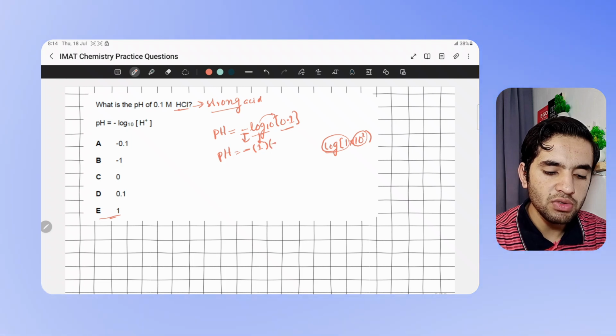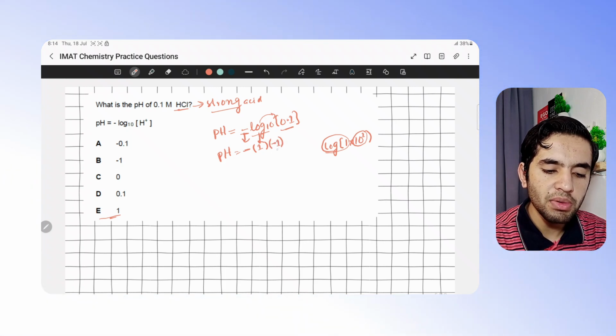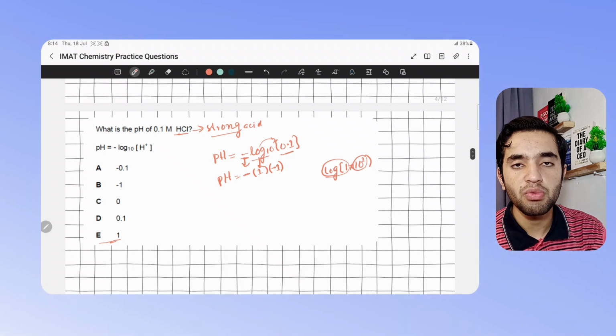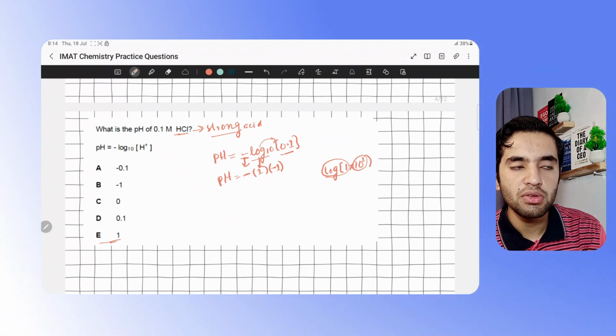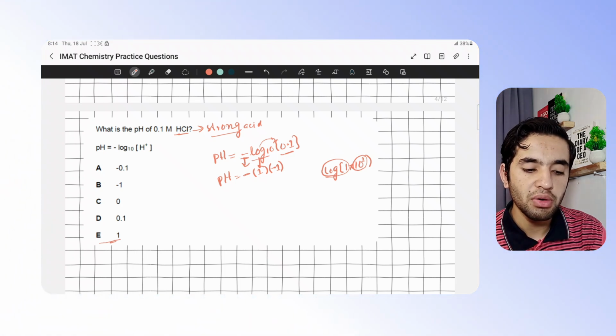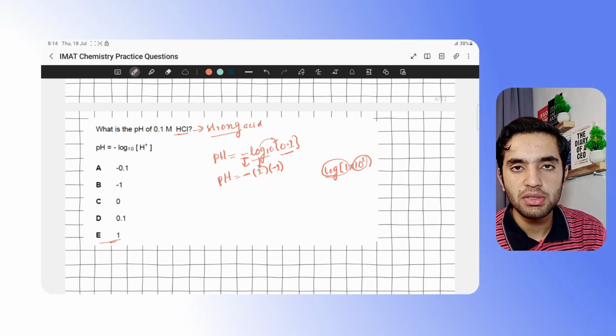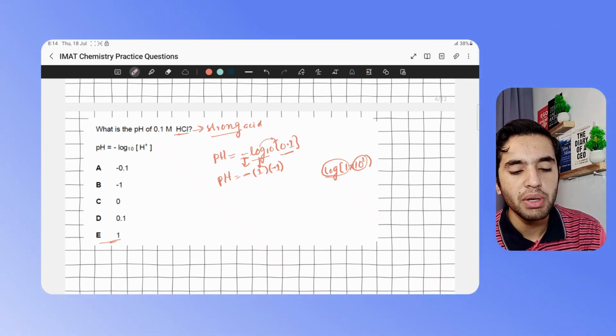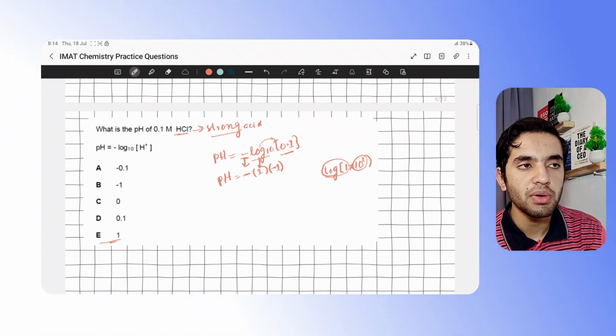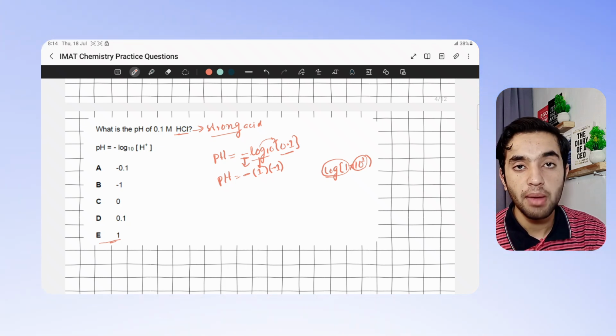So remember this, you have to remember this for 0.1, 0.2, 0.3, 0.4, 0.5. I have written my notes. You can remember this, because in the IMAT exam you will not have a calculator. You can't convert things, otherwise you will lose time, and losing time means losing marks.